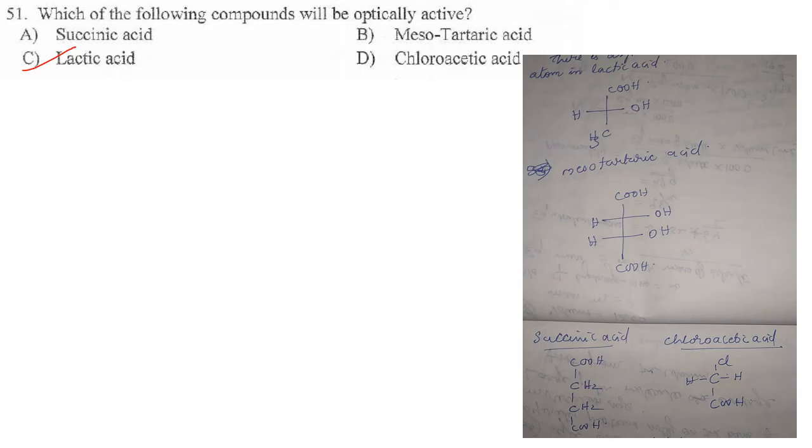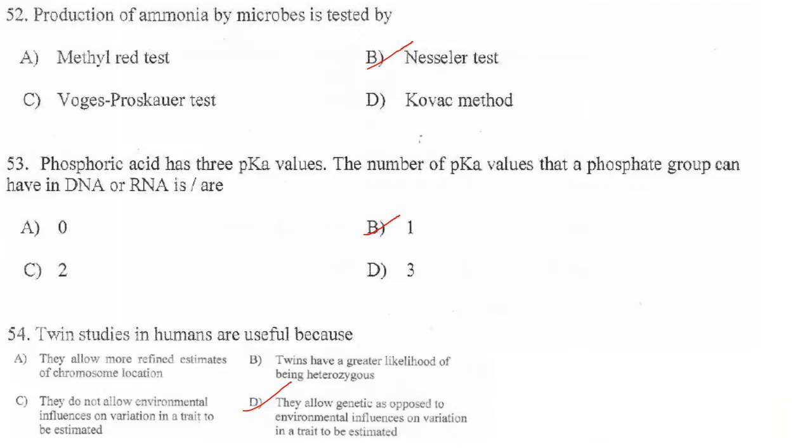Answer is option C. Then production of ammonia by microbes is tested by. So it is tested by Nessler's test. Answer is B. Then phosphoric acid has 3 pKa values. The number of pKa values that a phosphate group can have in DNA or RNA is.